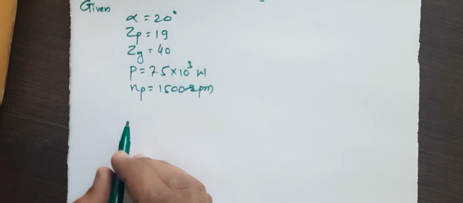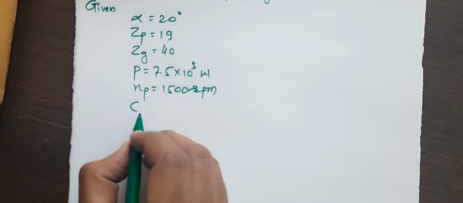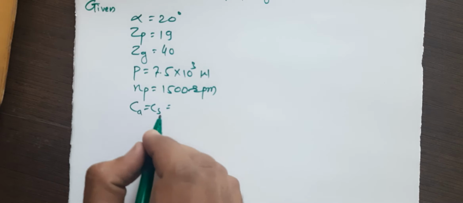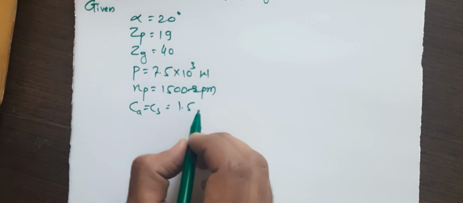The driven shaft is connected to a two-stage compressor. Assume the service factor as 1.5. Now your service factor, you can call it CA or CS. In some books CS is also given as the notation. So CA or CS is 1.5.